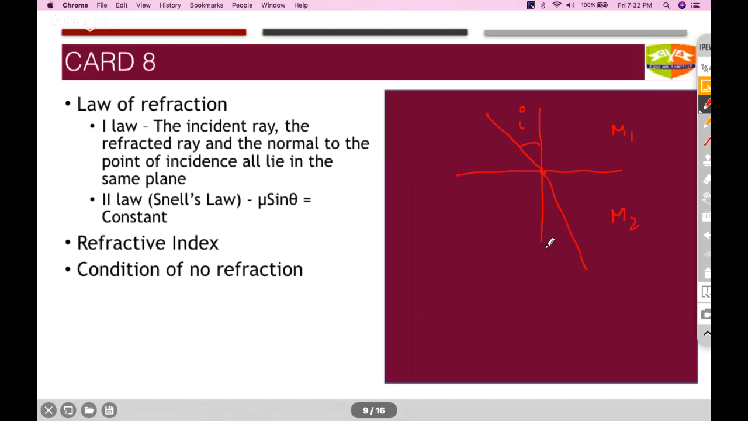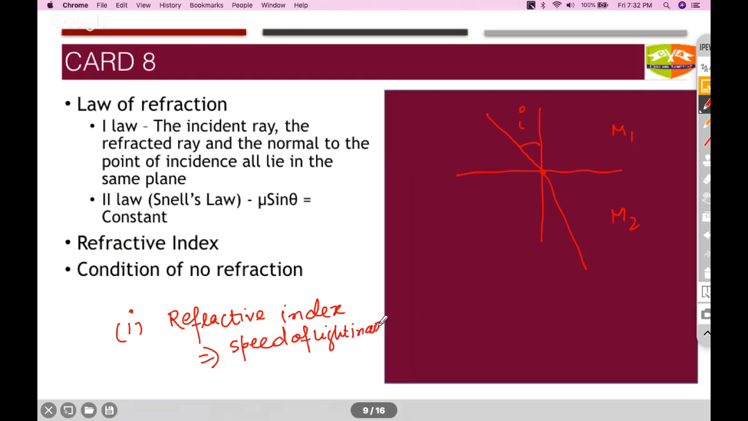Before I explain the law of refraction, there is one thing that you need to understand. There is something called refractive index of a medium. Refractive index of a medium is defined by a ratio. That ratio is the speed of light in vacuum or in air divided by the speed of light in that medium. Speed of light in air, I told you, is c, and suppose the speed of light in that medium is Vm.